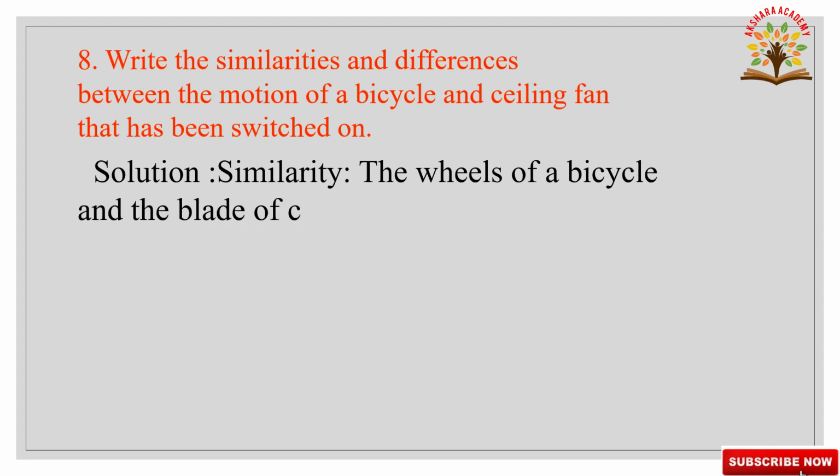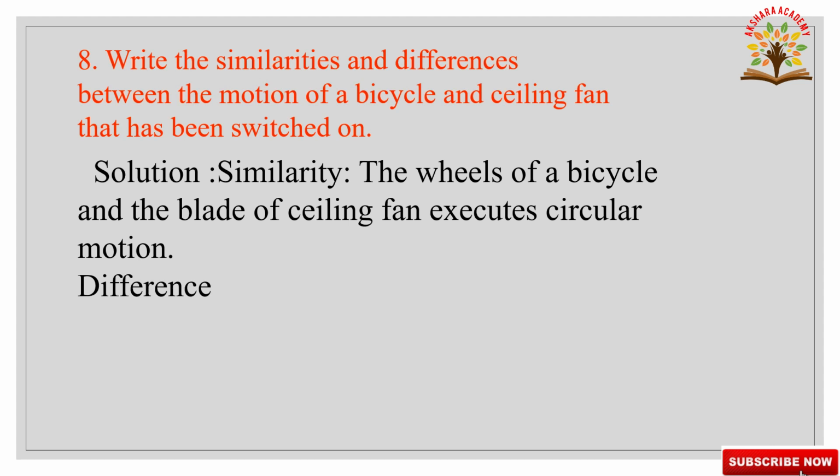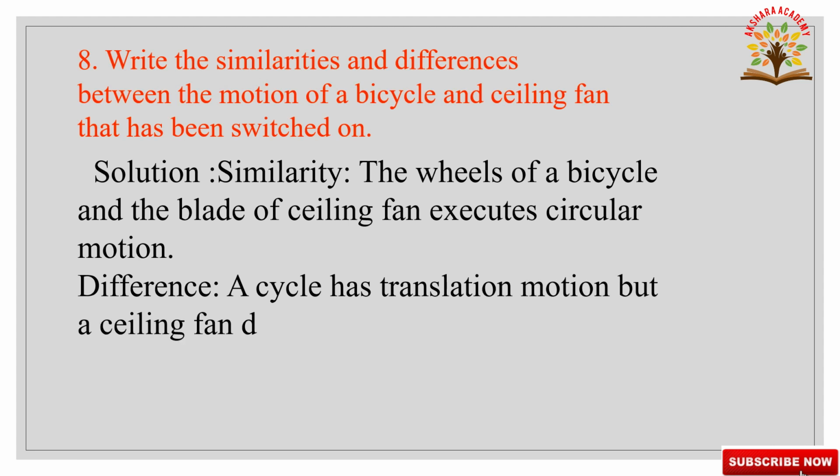So the solution. Similarities: the wheel of a bicycle and the blade of a ceiling fan execute circular motion. Both are in circular motion. Coming to the difference: a cycle has translation motion but a ceiling fan does not. So only one difference: a cycle has translation motion but a ceiling fan does not have translation motion. But what is the similarity? Both execute circular motion, with the wheels of a bicycle and the blade of a ceiling fan.